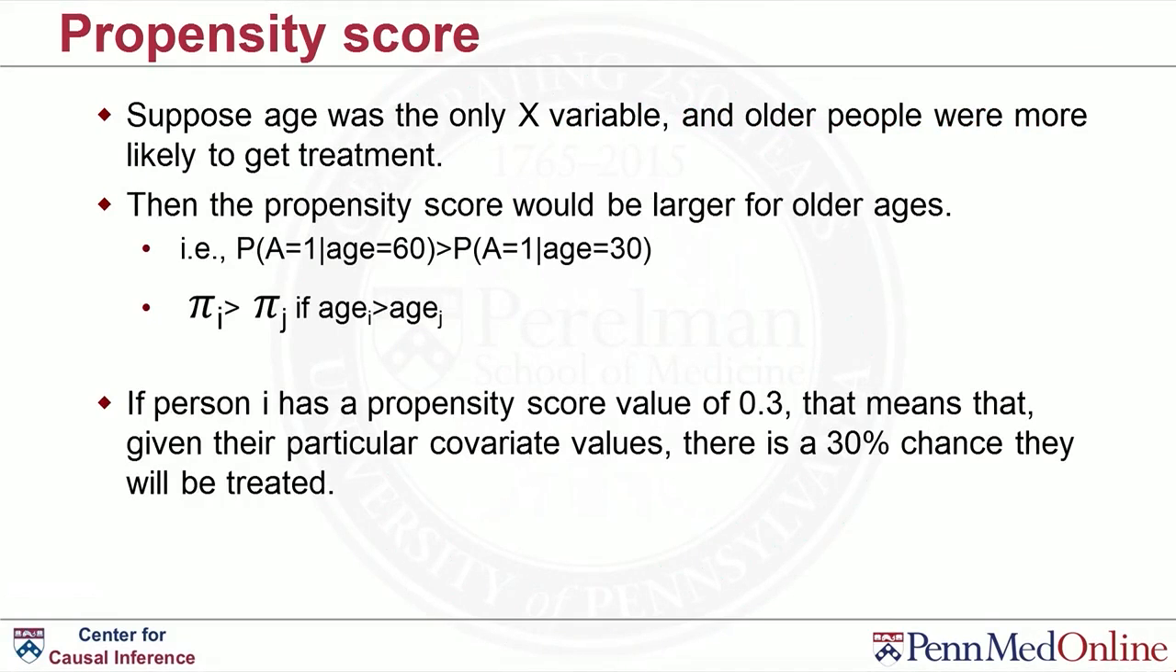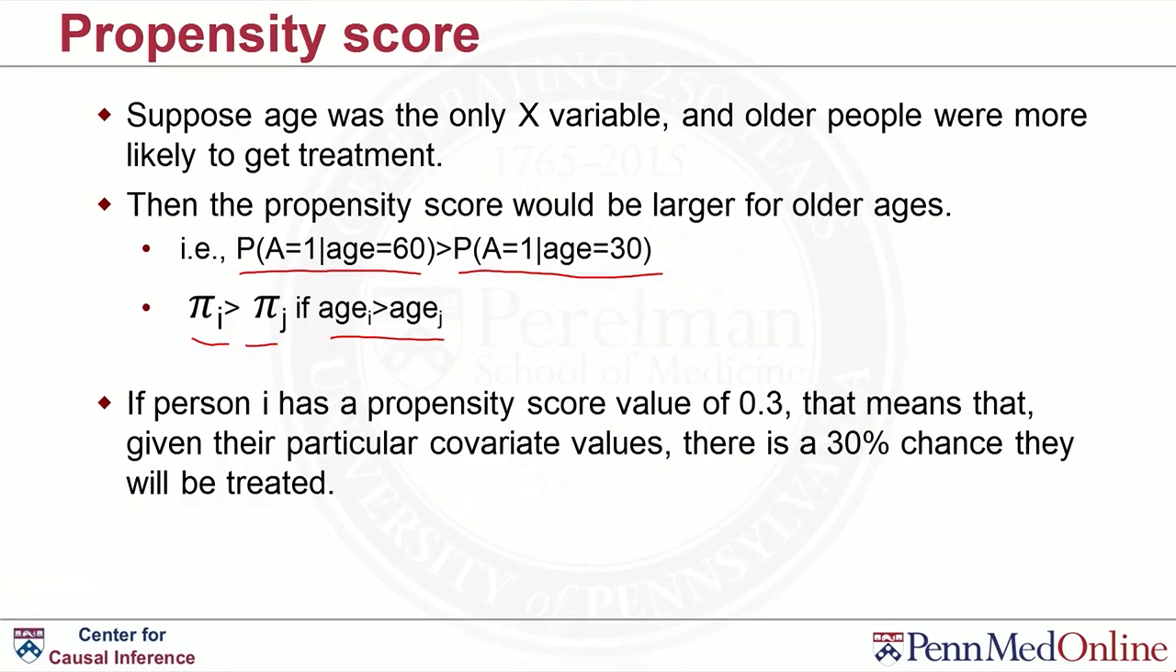As an example, imagine that age is the only x variable, and that older people were more likely to receive treatment. In that case, the propensity score would be larger for older subjects. For example, the probability of treatment among people who are 60 years old would have to be greater than the probability of treatment among people who are 30 years old. Another way to look at it is that pi i would have to be greater than pi j if person i is older than person j.